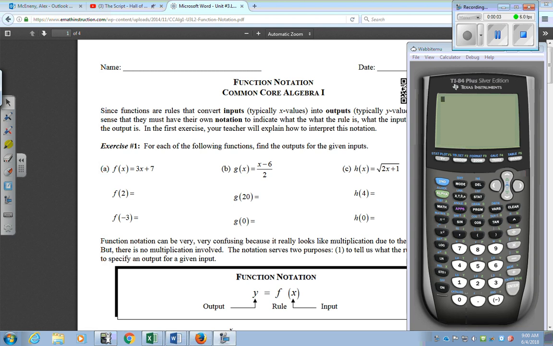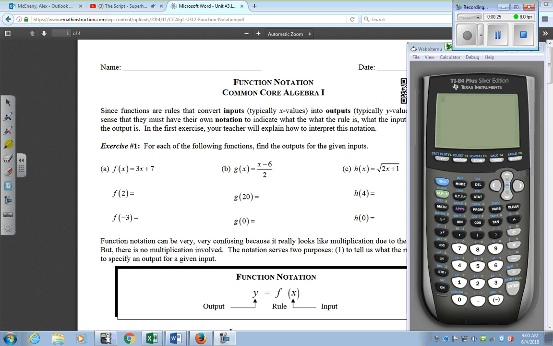Hey everyone, we're going to look at how to do and talk about the notes for function notation. You see a lot of function notation on the regions, and one of the aspects of function notation has to do with substitution. So we're going to look at the top examples for A, B, and C on exercise 1. I have the calculator up because you're going to need it for some of the calculations.